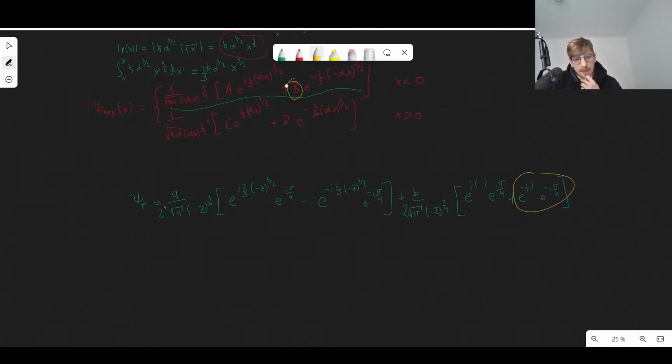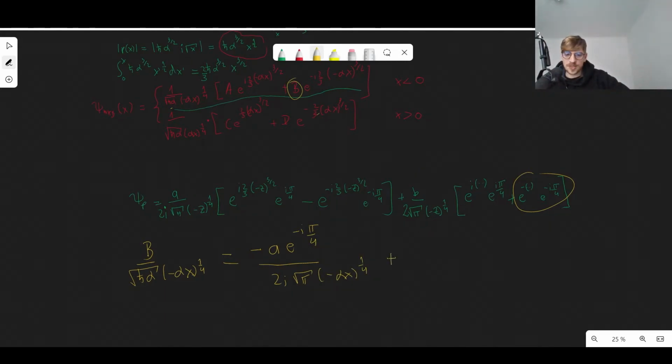So from up here, we see that b divided by h bar alpha inside a square root times minus alpha x to the 1/4. This has to be equal to, we have minus a e to the minus I pi over 4 divided by 2I square root of pi minus z, which is minus alpha x to the 1/4. And then we have the term from the b part, so we get plus b divided by 2 square root of pi minus alpha x to the 1/4, and then e to the minus I pi over 4, which I will write here.